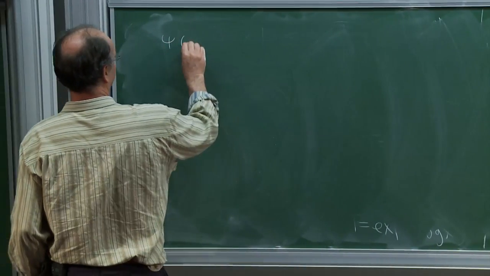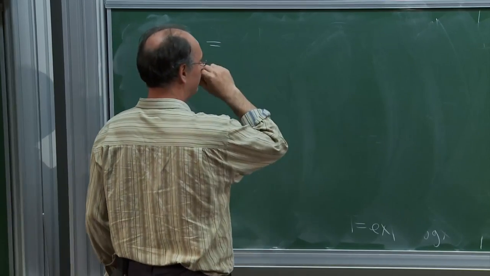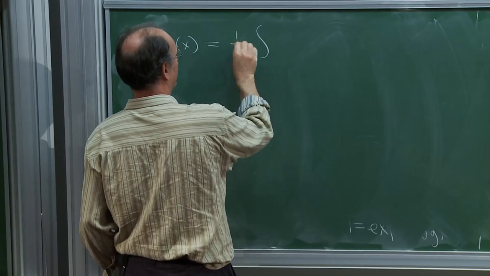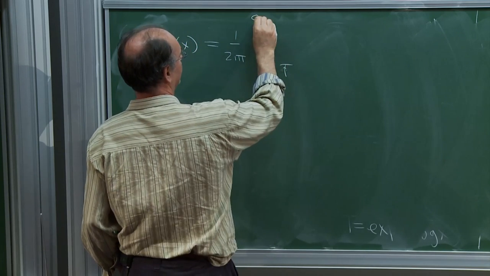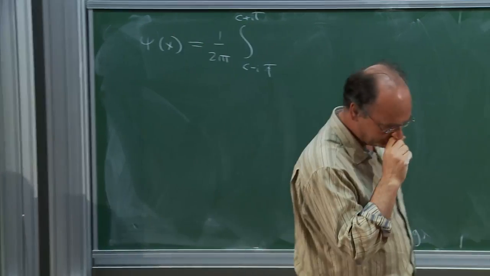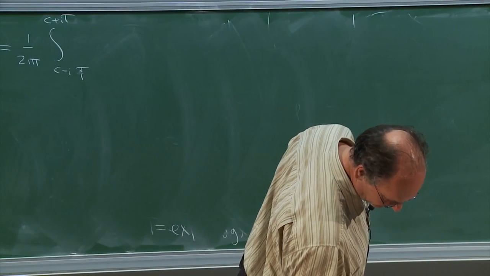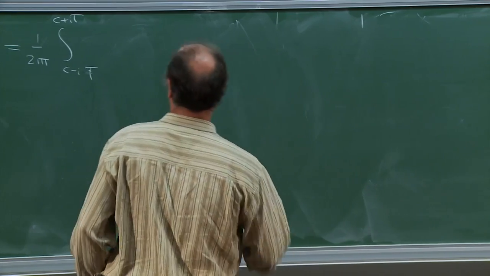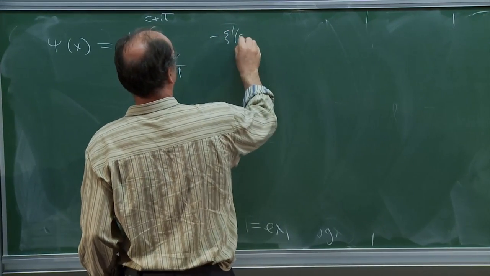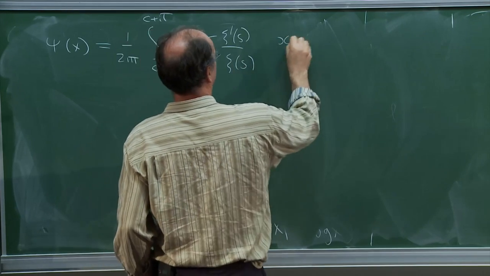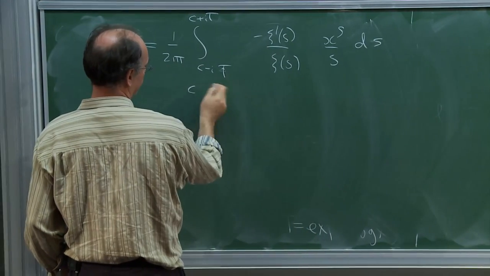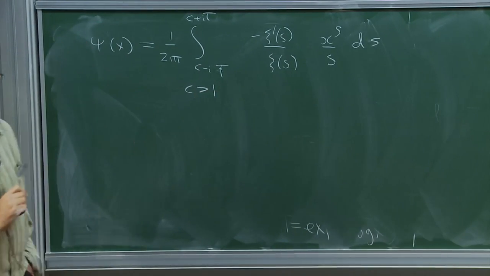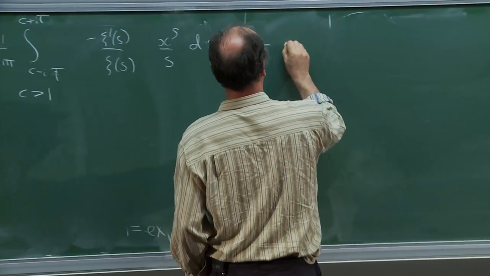Okay, so going back, we had psi of x is the integral, 1 over 2 pi i, the integral from c minus i infinity to c plus i infinity of minus zeta prime of s over zeta of s, x to the s over s ds. And as we said, in order to make this work, we had c to the right of 1, so c greater than 1, plus some error term. Let's not worry too much about the error terms.